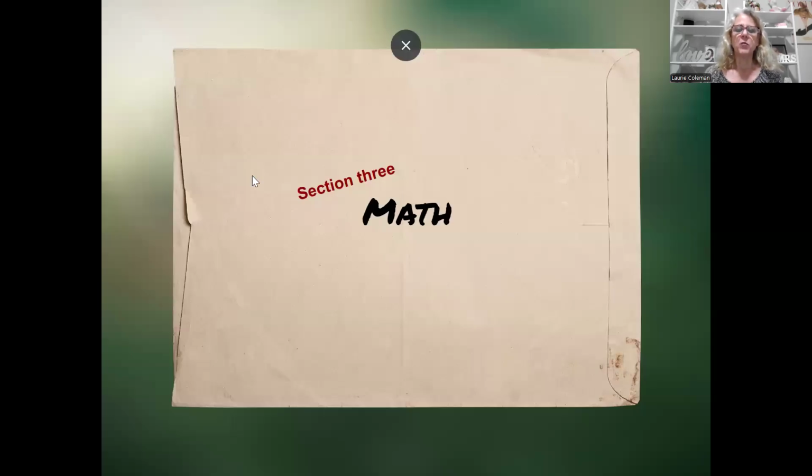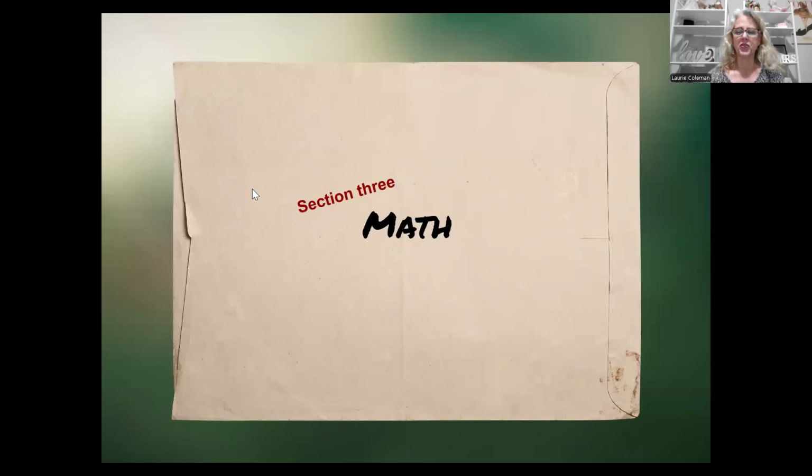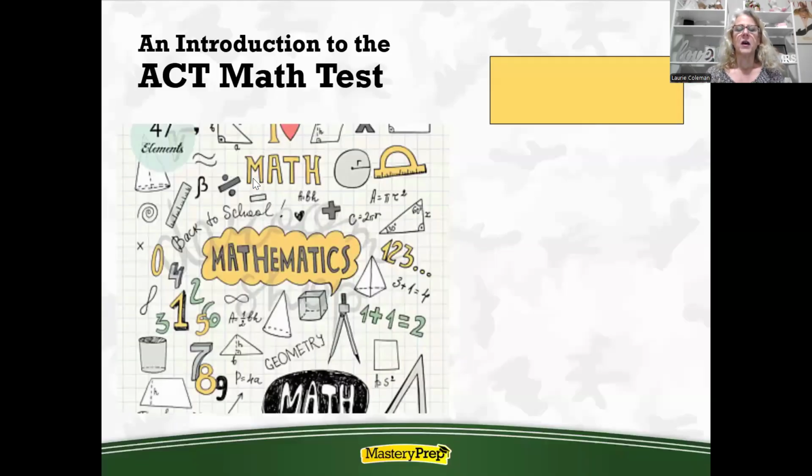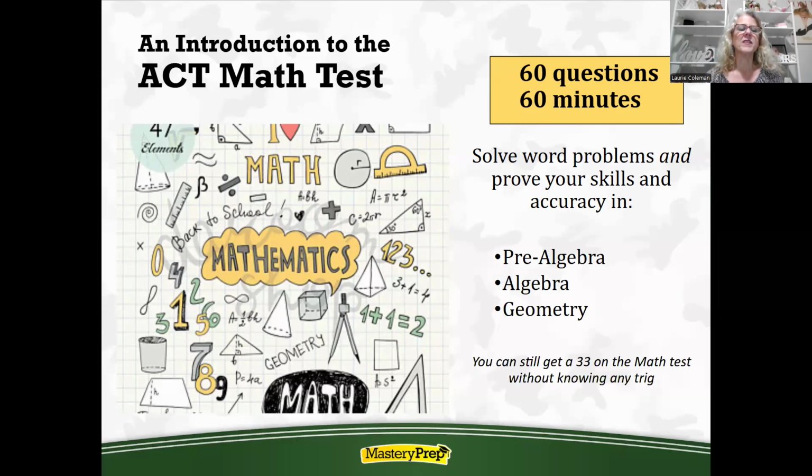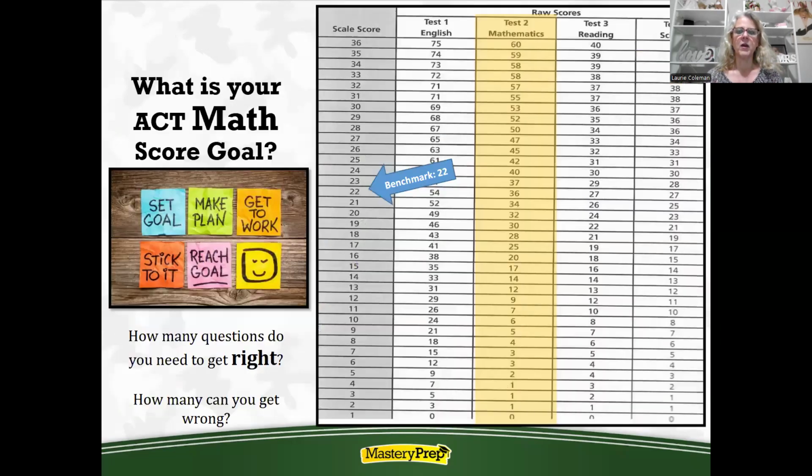Hey everyone, we're getting ready to discuss section 3, the math portion of our ACT. The ACT math test consists of 60 questions and you'll have 60 minutes to complete this section. Make sure to solve word problems to prove your accuracy skills in pre-algebra, algebra, and geometry. You can still get a 33 on a math test without knowing any trigonometry. So our benchmark score is a 22. And in order to achieve a 22, we need to get what? 36 questions right. Good.